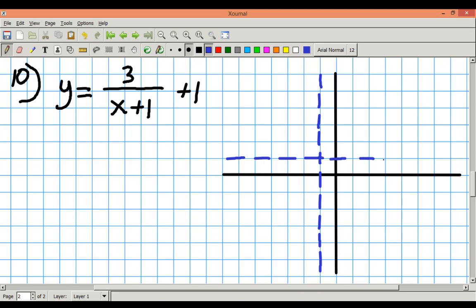So there in blue are your two asymptotes for this graph. We might as well write their equations right here. So this is y equals 1 for that horizontal asymptote, y equals 1. And that vertical asymptote has an equation, x equals -1.